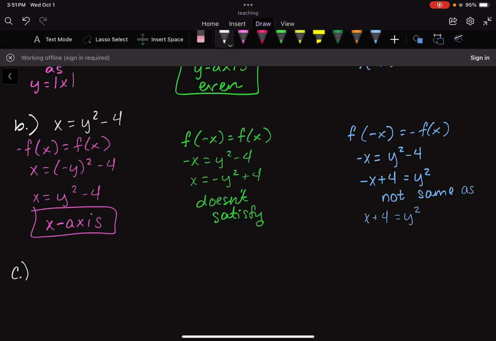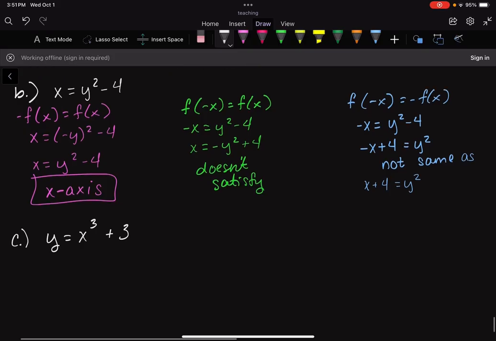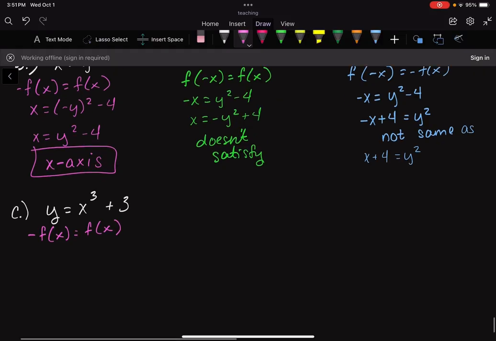My last type that I'll look at is we'll do x cubed plus 3. And so for the properties, I want to see if a negative y is the same as a positive y. Well, if I plug in that y as negative, I'm not getting the same, right? Because I should see it be the same as the regular f of x, and it's not. So it doesn't satisfy.